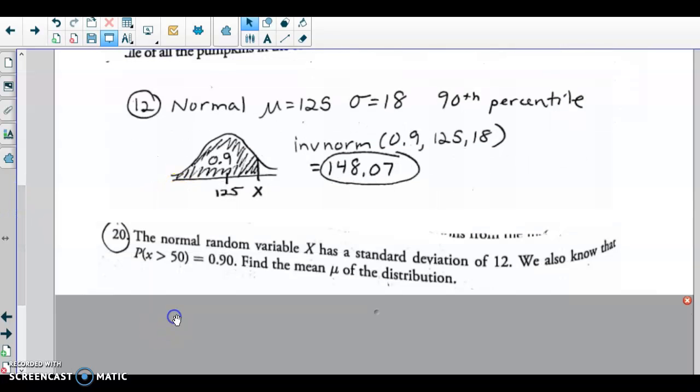All right, last normal question, then we'll do a couple discrete. The normal random variable x has a standard deviation of 12. We also know that the probability of x is greater than 50 equals 0.9. Find the mean. So I look at what I'm given here. I'm given standard deviation. That's great. I'm given a probability. I'm also given an x value, but I don't know a mean.